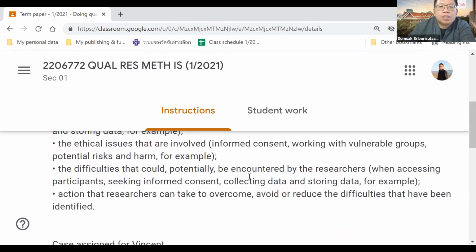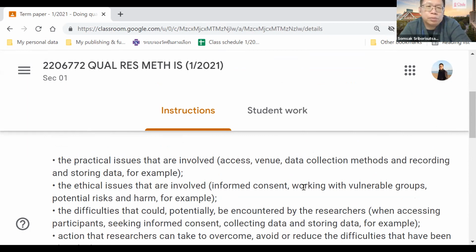And Jan Gop is not cruel. Jan Gop is very kind and gives you some practical issues to guide you to answer correctly. You have to think about access, how to access the data of participants, right? And the venue, or the location where the data collection happens. And the data collection methods, such as interview, online interview, or even a focus group where the interviewees know each other, right? And recording and storing data, for example, but you can explain more or discuss in detail.